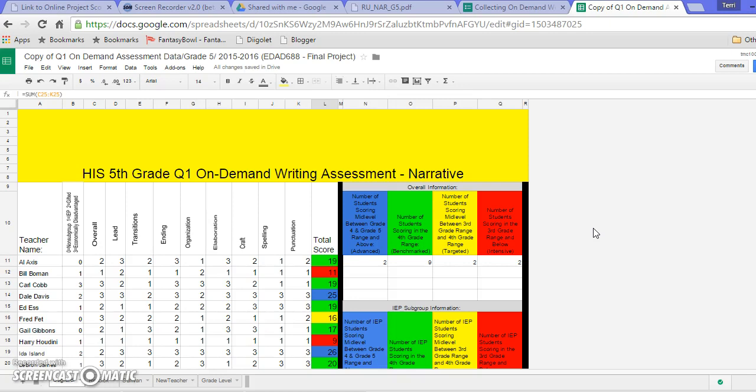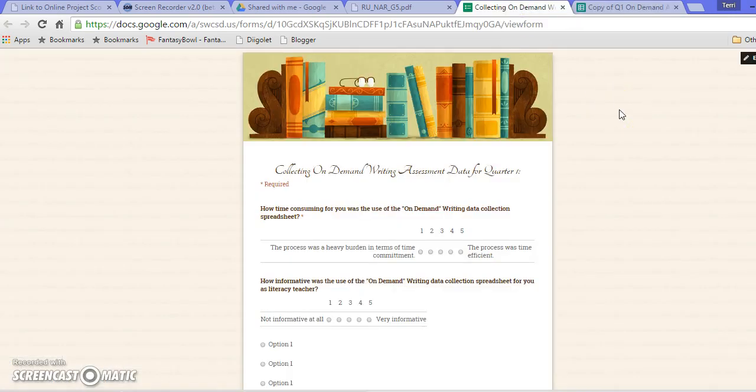Now, towards the end of Q1, I want to survey teachers to see what their overall feeling is in regards to the benefit of this spreadsheet. So I will be administering through Google Forms a survey that just asks teachers how informative they felt this process was of using the spreadsheet, how efficient was using the spreadsheet, and what was their beneficial level that they felt using the spreadsheet.